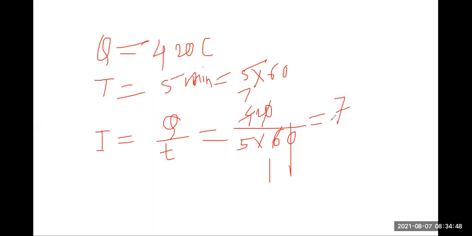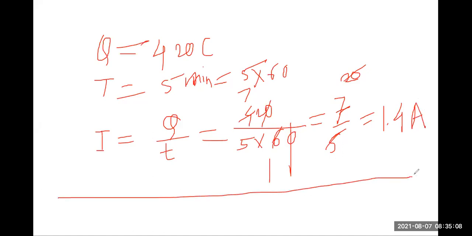It's very easy. Do the multiplication. 5 ones are 5, remainder 2 here. Then it's not possible to divide, so we have to take the decimal point, and then 5 fours are 20. So what do we get as the current? 1.4 ampere.